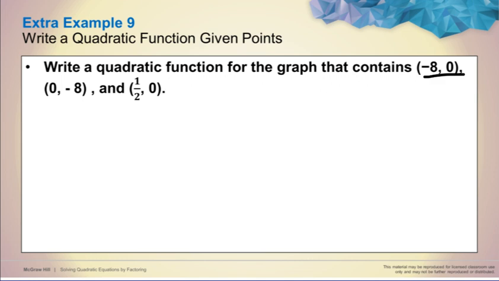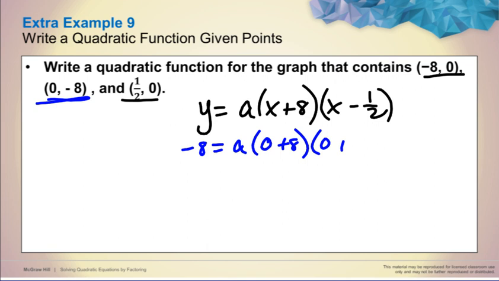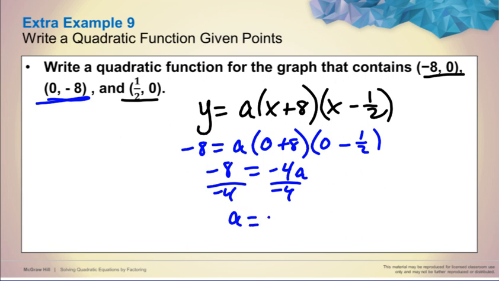Another one, my zeros. So now I have y equaling a times x plus 8 times x minus 1/2. Need to substitute this in for my x and y. So y is -8. Find a when x is 0. So 8 times -1/2 is -4a equaling -8. Divide by -4, a would equal 2.